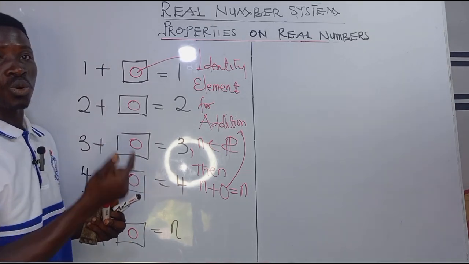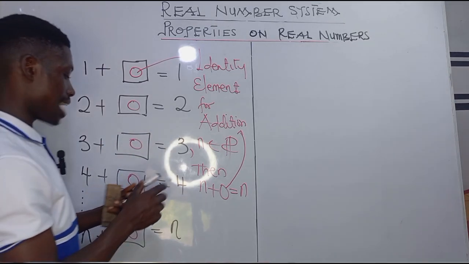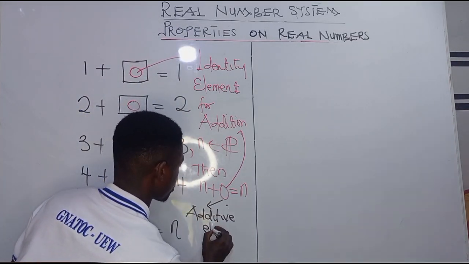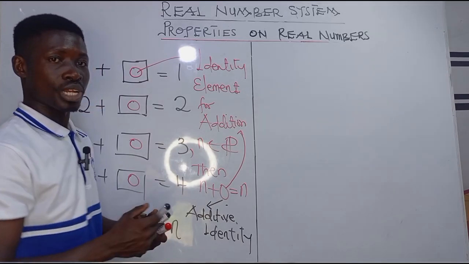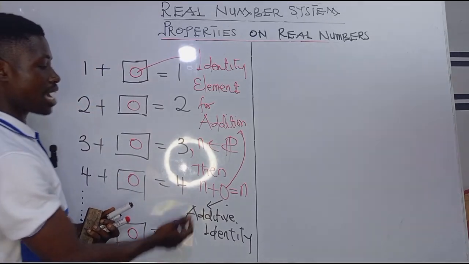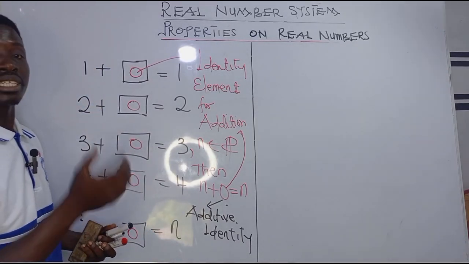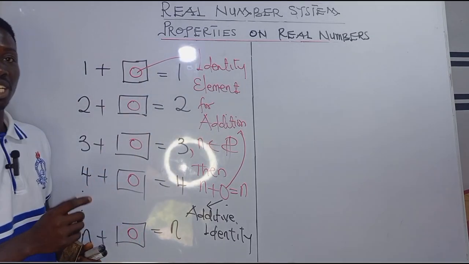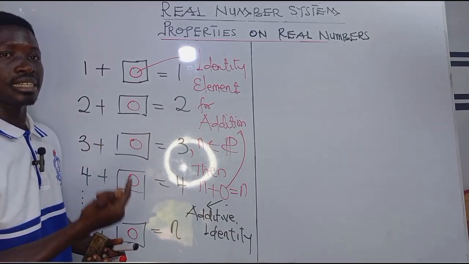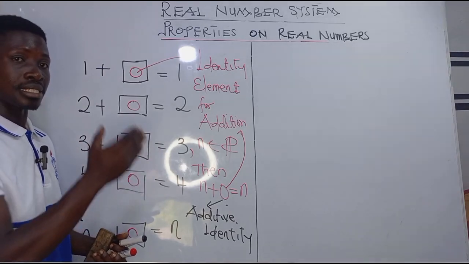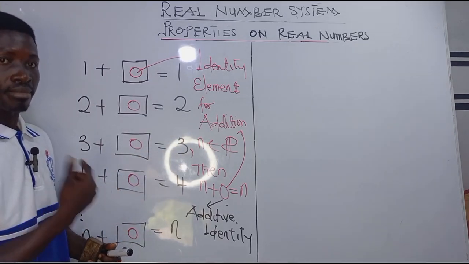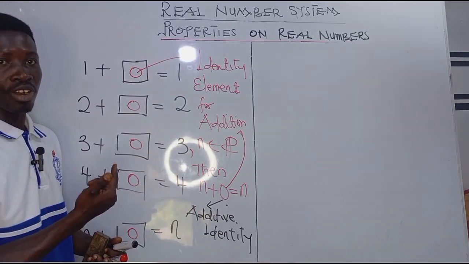And therefore 0 becomes the identity element for addition. And 0 is also called the additive identity. So whenever they ask you the additive identity, or the identity element for addition, what is it? It is 0. It says that any number plus 0 will give you back the same number. I believe you understand that and you are following.